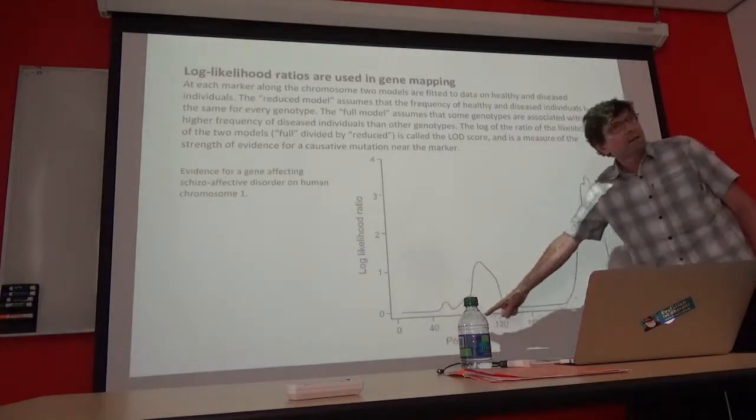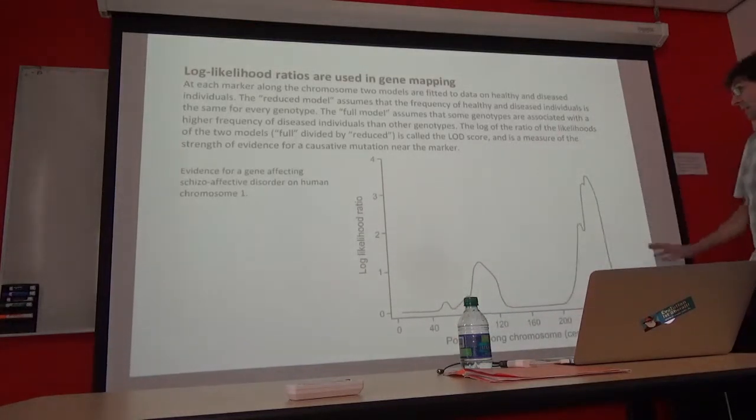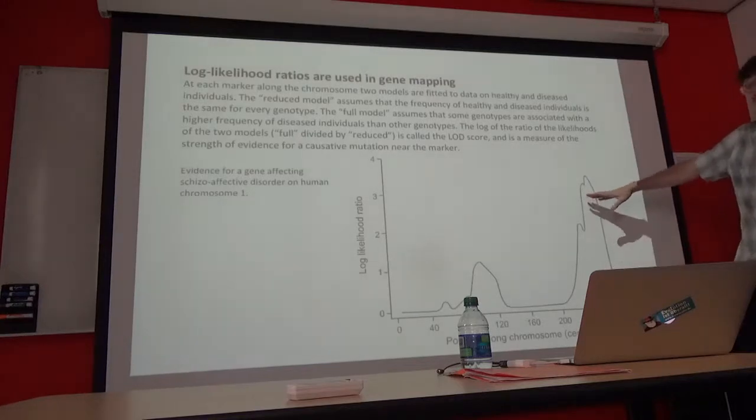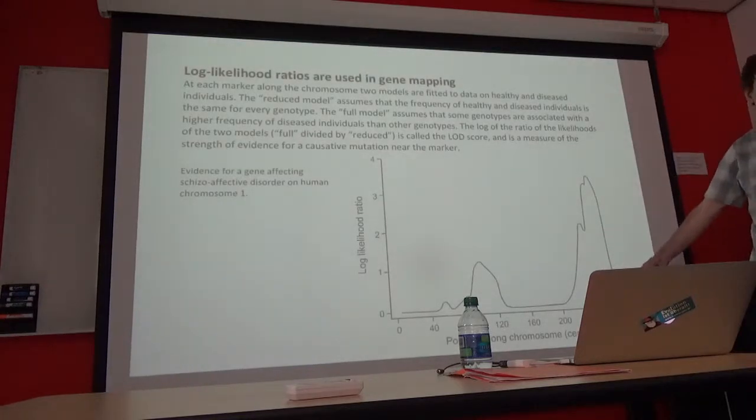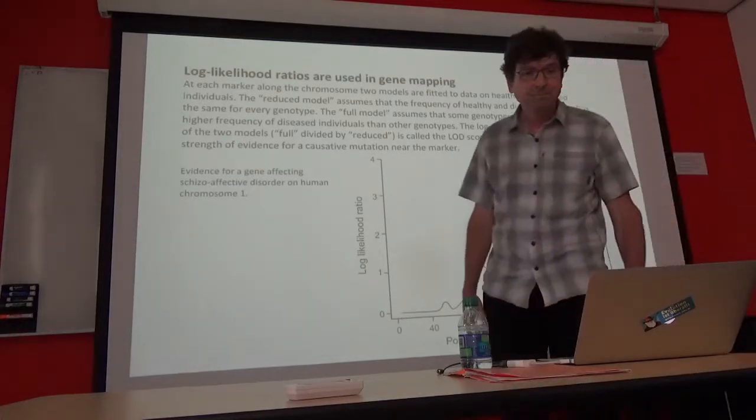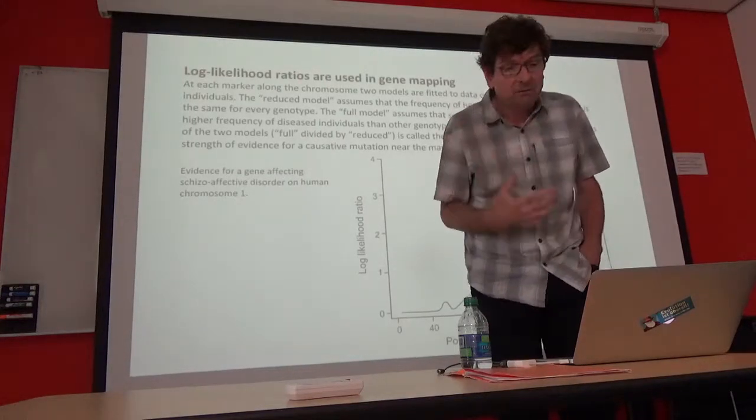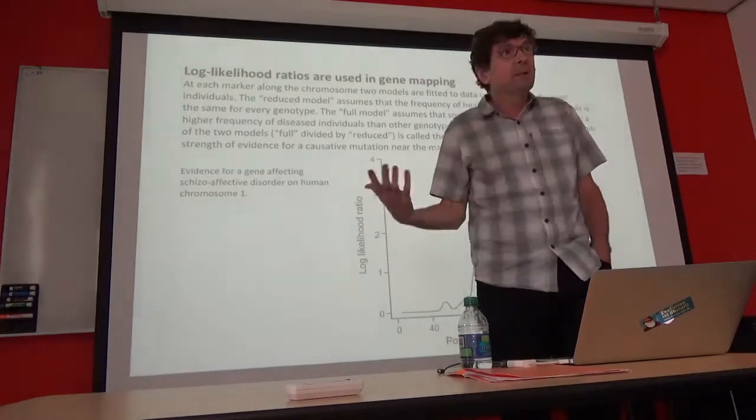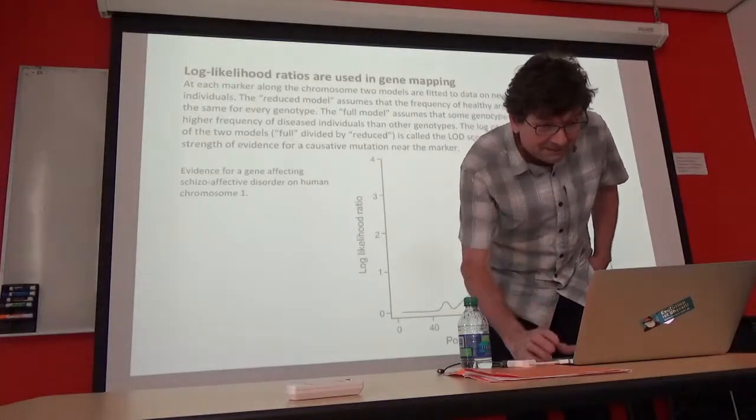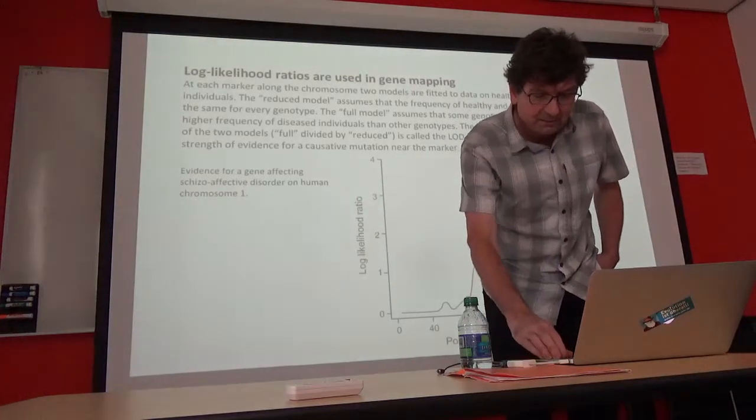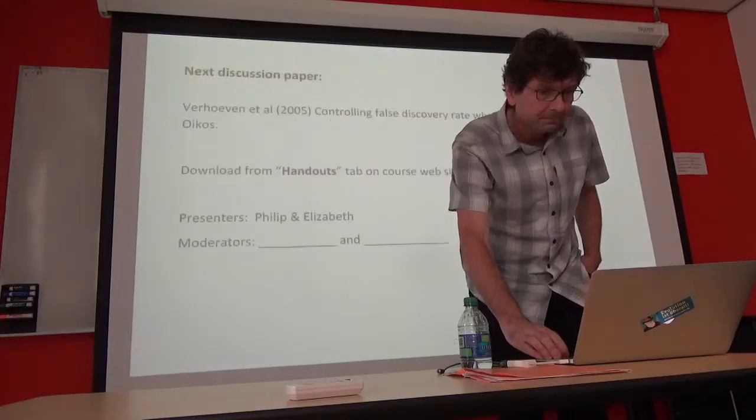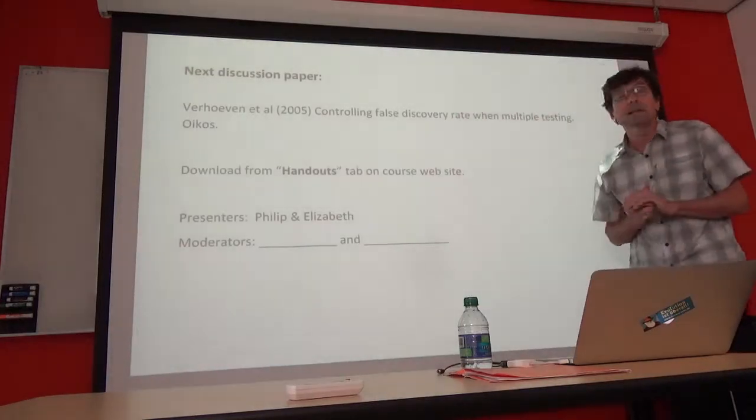And then you just repeat this all the way down the genome, and you get a profile that looks like this. If your log likelihood ratio exceeds a certain threshold, you say this is significant, there's a mutation. And there is a mutation on chromosome 1 for schizoaffective disorder in humans. So that's just an application of likelihood, one that maybe you don't use a lot, but maybe now at least you know how disease mapping is done, using nothing that's particularly out of your reach. So that's my likelihood lecture.